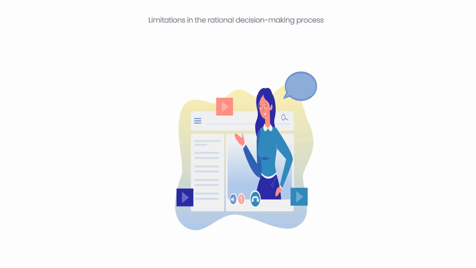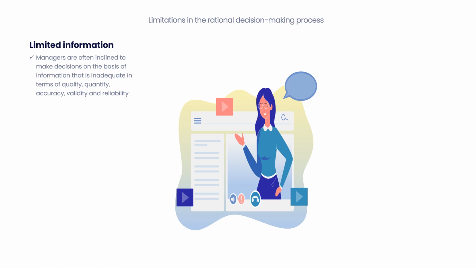Now, limitations in the rational decision-making process. Though we have the scientific method giving us the four steps to accomplish rational decision-making, there are always limitations which you cannot forget. We need to know them. Limited information: managers are often inclined to make decisions on the basis of information that is inadequate in terms of quality, quantity, accuracy, validity, and reliability. Uncertainty. If you don't have all this, how are you going to make decisions?